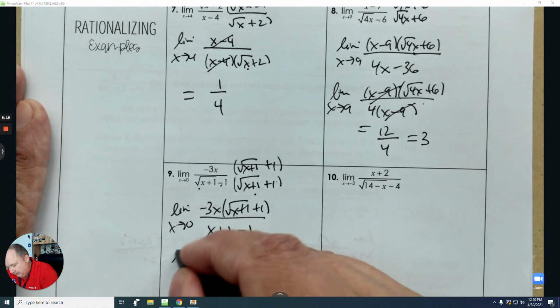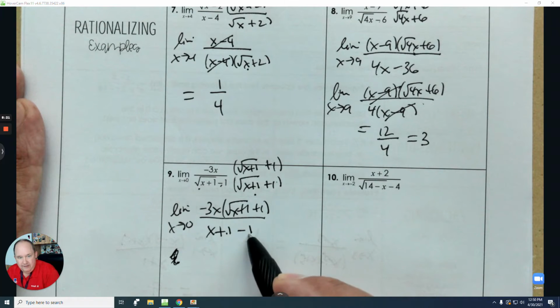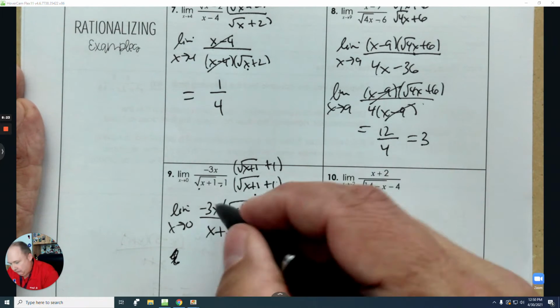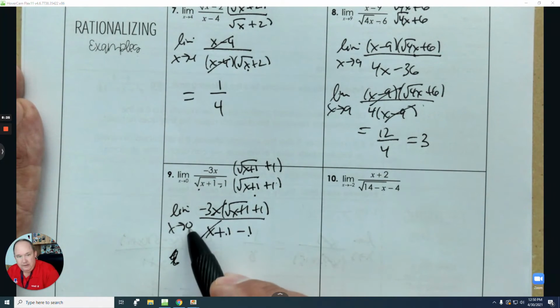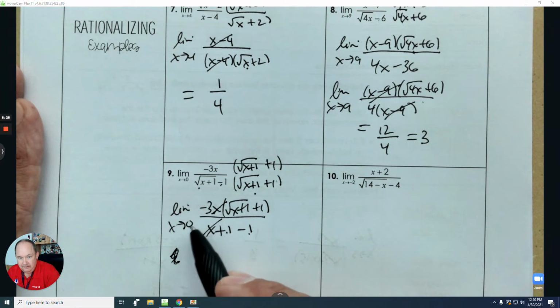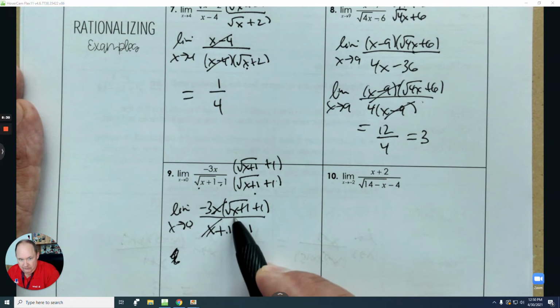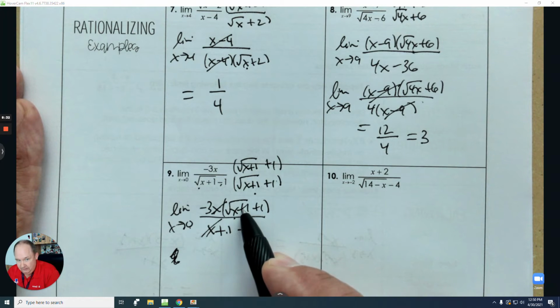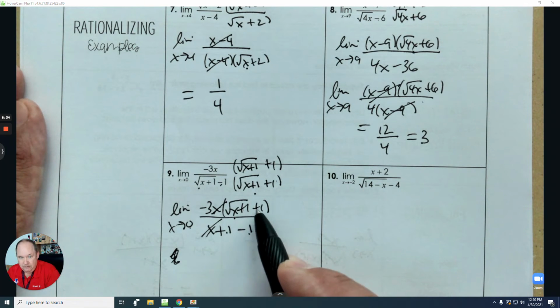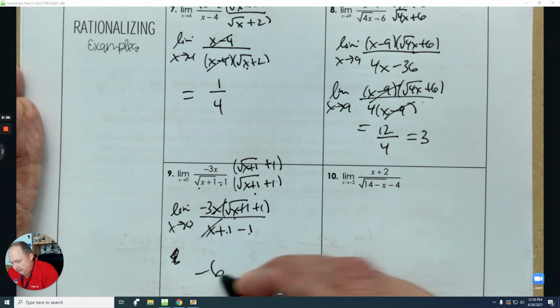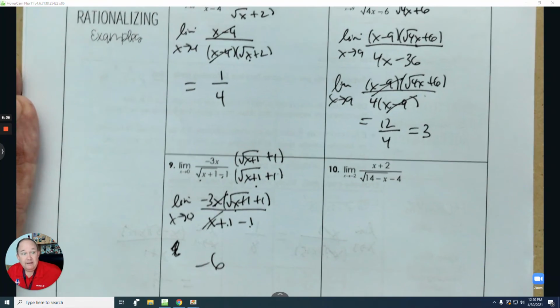So what you're left with is 1 take away 1, that's 0. So the x's eliminate. So now 0 is no longer a discontinuity. Now plug 0 in for x. The square root of 1 is 1. 1 plus 1 is 2, and 2 times negative 3, and you get the answer negative 6.